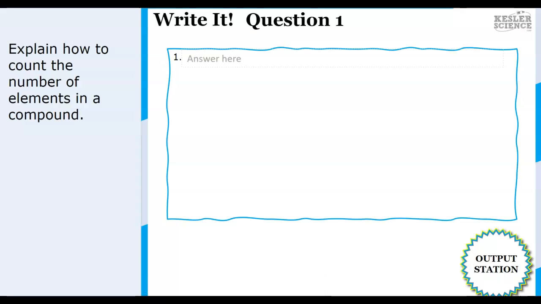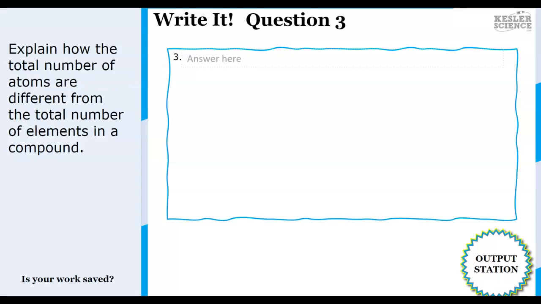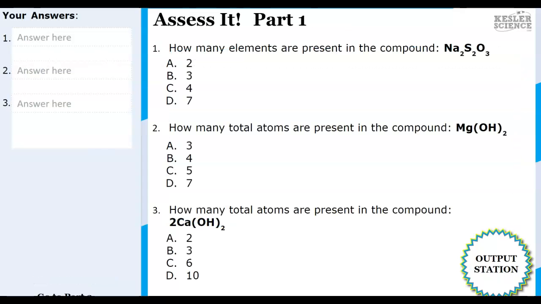Write it. Answer 1. Explain how to count the number of elements in a compound. How to count the number of atoms in a molecule that has parentheses. And explain how the total number of atoms are different from the total number of elements in a compound.